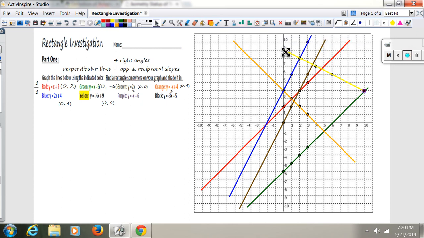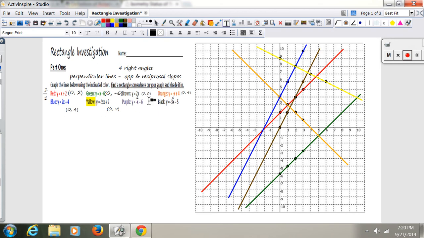That looks interesting as well, because that one seems to be making a 90-degree angle with blue. Kind of looks like a 90-degree angle right there, and with brown, huh? Alright, moving on to our last two. We got purple. Purple is going to start at 0, -6.